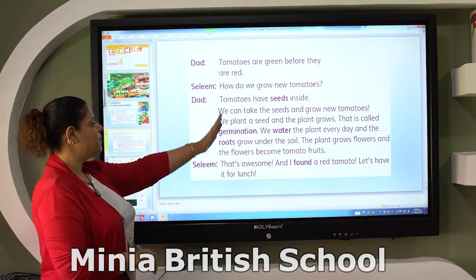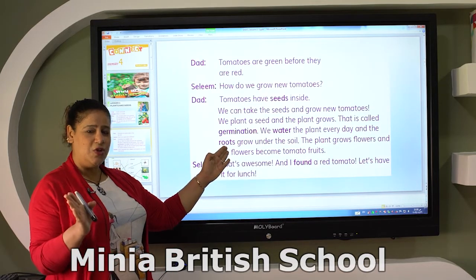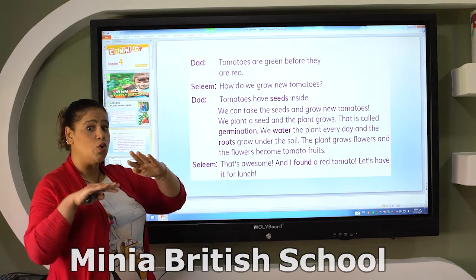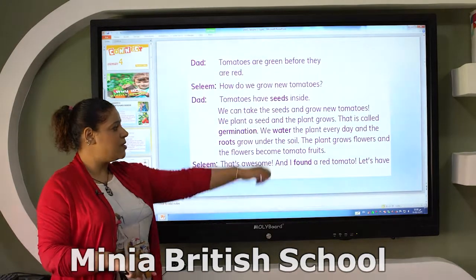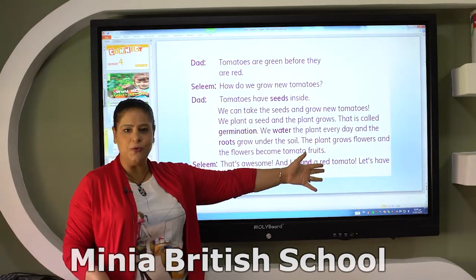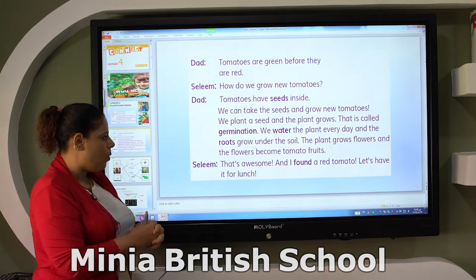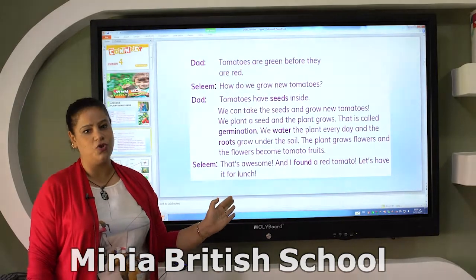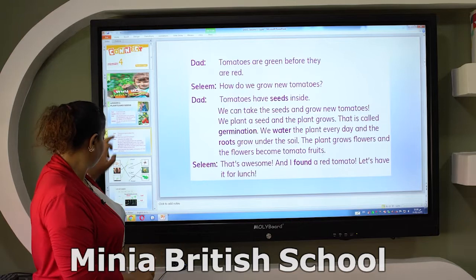Let's complete. We water the plant every day, and the roots, do you know what I mean by roots? Roots, this is part of the plant that grows under the soil. The plant grows flowers, and flowers become tomato fruits. Slim: That's awesome. Wow. And I found a red tomato. Let's have it for lunch. Okay, let's see next.